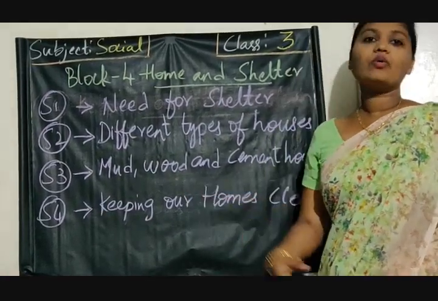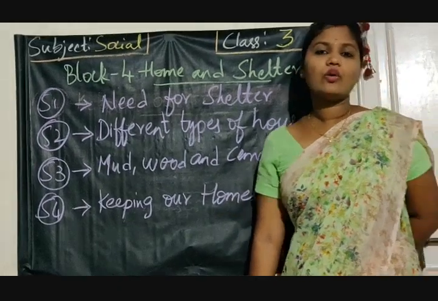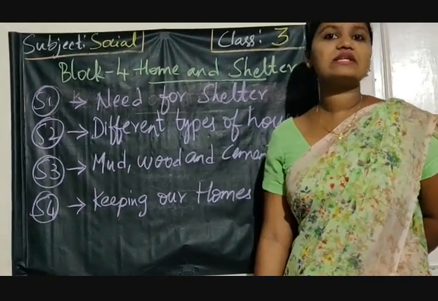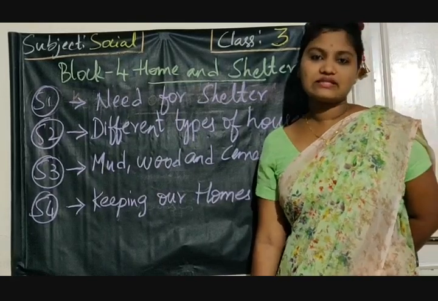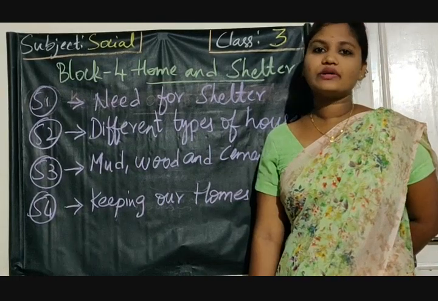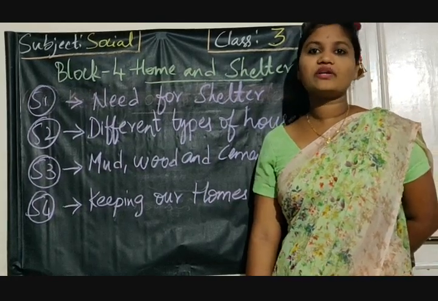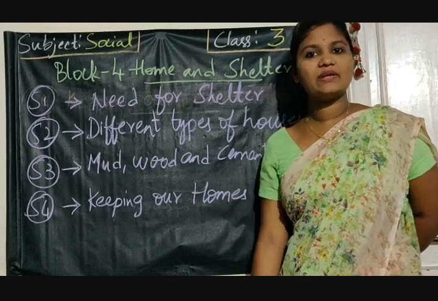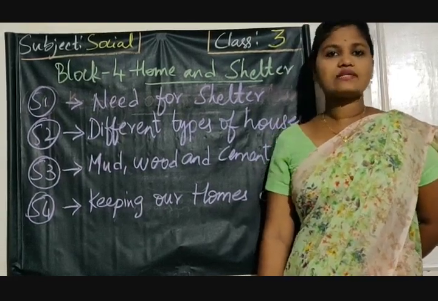Yes. And what is the second one? It is a bungalow. It is made up of cement. Yes, it is mostly seen in the cities. And what is the third one? Tent. Tent is a temporary shelter, a temporary house. Yes, when we move from one place to another place, we use a tent as a house.